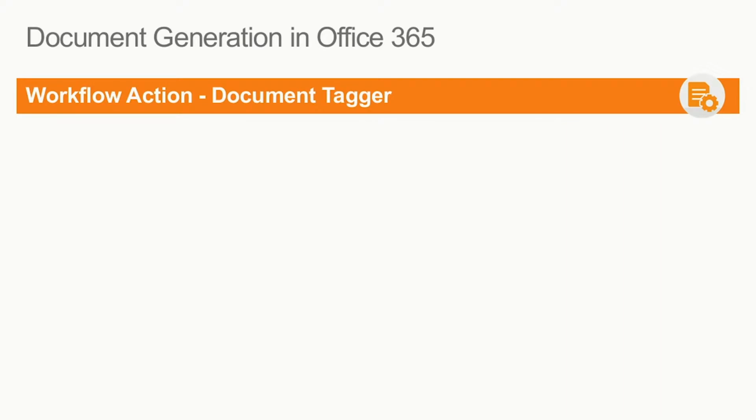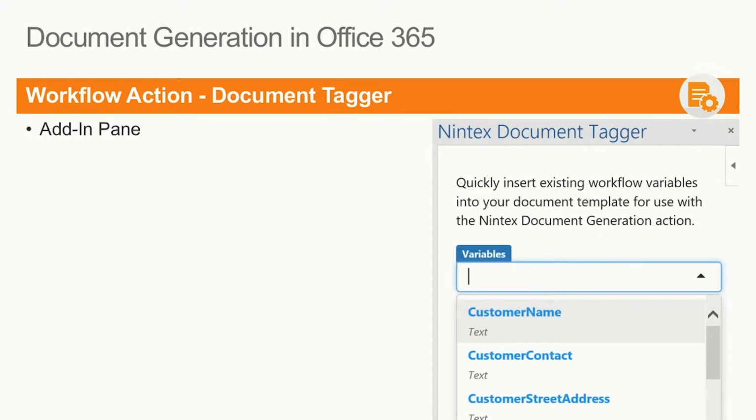So when we start looking at the actual Document Tagger itself, on the right-hand pane inside of your Word client, the tagger comes up and will start showing all of the variables that are available inside of the workflow at the time that you're opening up the document itself. In this case, I have things like customer name, the contact, the street address, and so on.